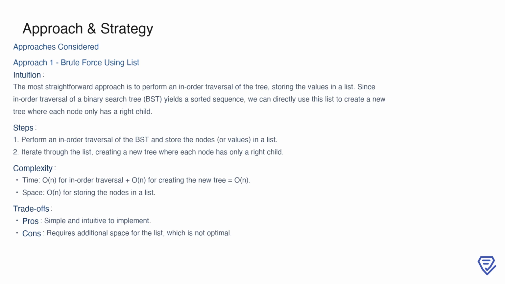While this approach is easy to understand and implement, it introduces additional space complexity since we store all the nodes in a list. The time complexity is linear, O(n), as we traverse the tree once and then construct the new tree from the list. However, the extra space requirement of O(n) for the list is a notable downside, making this approach less optimal in terms of memory usage.